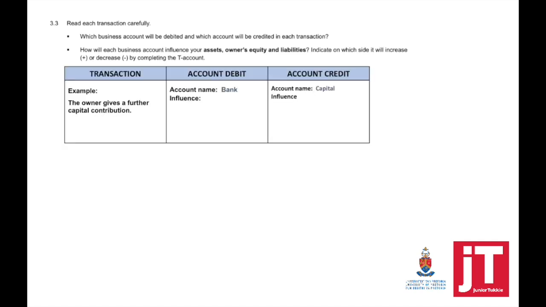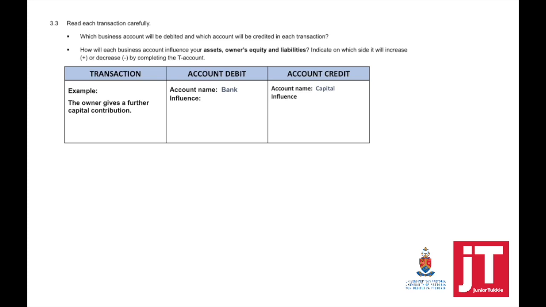Here's an example. The owner gives a further capital contribution. So number one, identify which two accounts are involved. That will be bank and capital. Now, something that you need to remember: when we're talking about cash transactions only, the bank will always be debited when the business receives money.